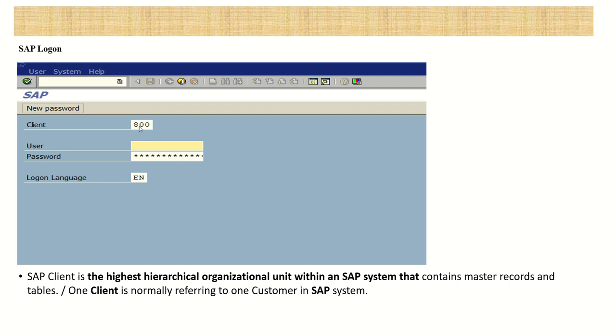Okay, so whenever you log in, the first is the client, which is the highest hierarchical organization unit, and then you have to enter the user ID and password. By default, the logon language will be EN, that is English. It is also possible to log in with some other language like German, D. Okay, so those are the parameters of the logon screen. So till now, all I explained on the PPT. Now what I will do, I will log into an actual SAP system and I will show all these details.